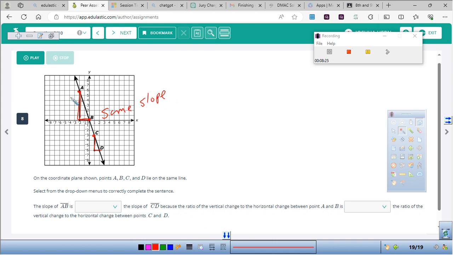I'm just going to make up some numbers. Say you go down 4 and then over 2. Wait, let me just count the numbers to see how many go. 1, 2, 3, 4, 5, 6, and then over 2. So that slope there actually is a negative 6 over 2, which simplifies down to a negative 3 over 1. And let's see what this one is over here. Negative 1, 2, 3. So that's a negative 3, and that's over 1.